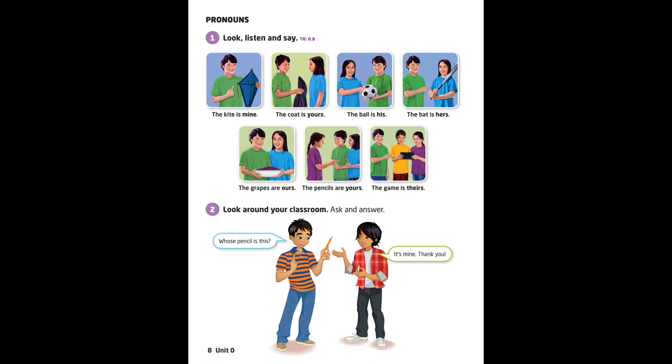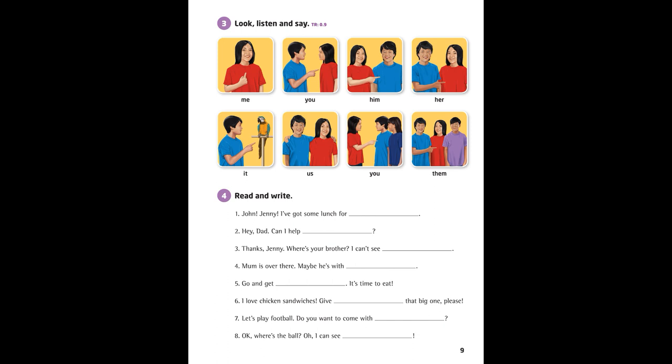Track 0.9. Activity 3. Look, listen and say. Me. You. Him. Her. It. Us. You. Them.